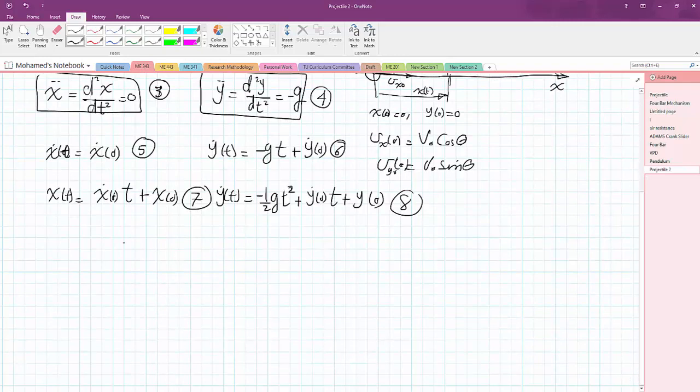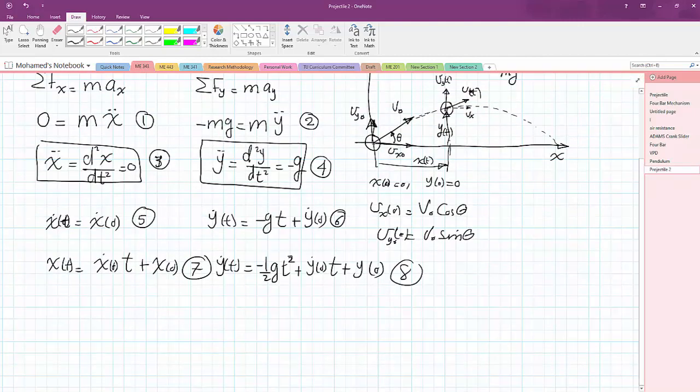Now all I need to do is substitute the values of the initial velocity and the initial displacement. Because the body started from the origin, the initial displacements x and y are zero, so this term is 0 and this term is 0. For the initial velocity, I have the initial velocity in the x direction, which is this value, and the initial velocity in the y direction, which is this value. I will substitute them and rewrite my equations.